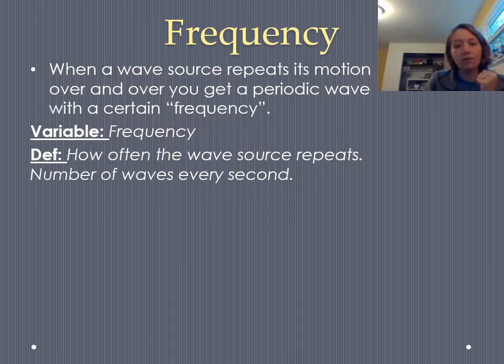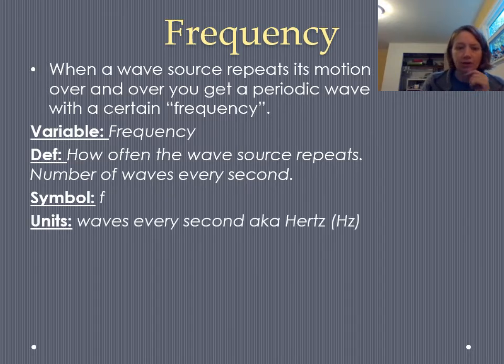So it's how often the wave source is repeating its cycle. Another way to think of this is the number of waves every second. So if you just counted at one location in the medium and you count 1, 2, 3 for each wave that passes by, the number of waves that go by every second is going to be the frequency. The symbol for frequency is a lowercase f. Sometimes it's kind of a cursive f, so you should look out for that.